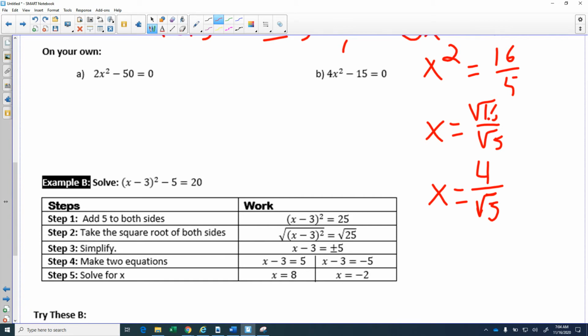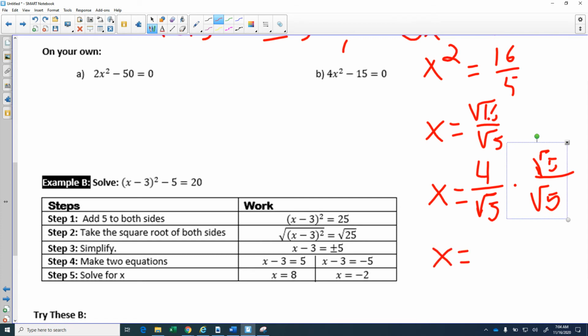And then the basic rule is that I can't have a square root on the bottom. So I'm going to simplify this by moving that 5 on top. That would cancel out the square roots on the bottom and leave me with 4 square root of 5 all over 5. And then the one thing I can't forget is that this is both positive and negative.